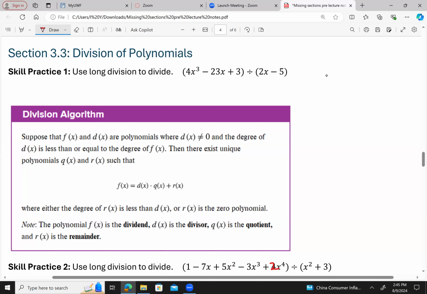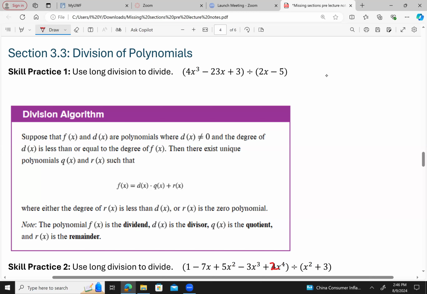Then there exist unique polynomials q of x and r of x, such that f of x equals d of x times q of x plus r of x, where the degree of r of x is less than the degree of d of x, or r of x is the zero polynomial. Note that f of x is called the dividend, d of x is the divisor, q of x is the quotient, and r of x is the remainder. So let's look at how to do this.